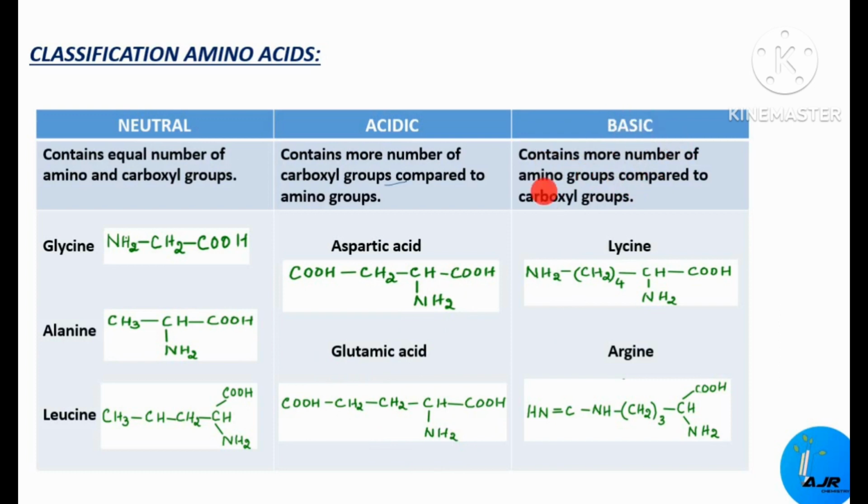Next, see the basic amino acids. They contain more amino groups compared to carboxyl groups. See here in lysine, 2 NH2 and 1 COOH. In arginine, 2 NH2 groups and 1 COOH. So more amino groups than carboxyl groups. So these are the different categories of amino acids.